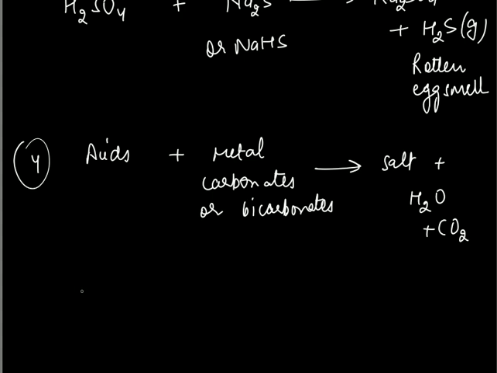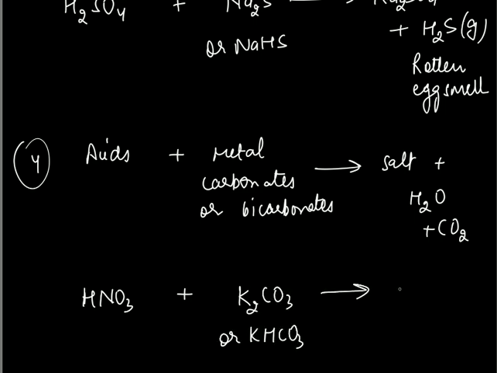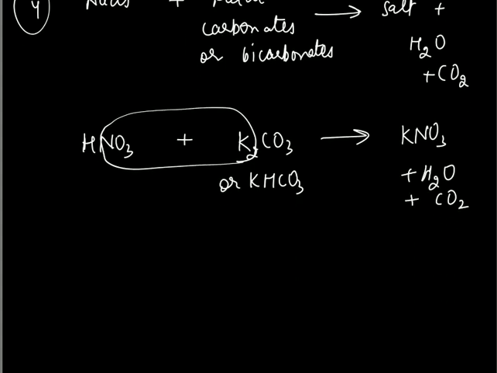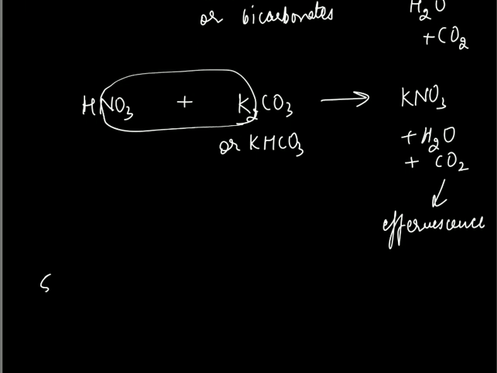So acids, we can take nitric acid for a change, and we can take potassium carbonate, or you can take potassium bicarbonate, KHCO3, and it's going to form potassium nitrate, so its own salt, along with water. And since you have taken a carbonate or a bicarbonate, carbon dioxide will always be formed. And do remember, how do we get carbon dioxide in aqueous solutions? That is with effervescence, that bubbling I told you when you open any cold drink bottle. So it produces a fizz sound, that is effervescence.